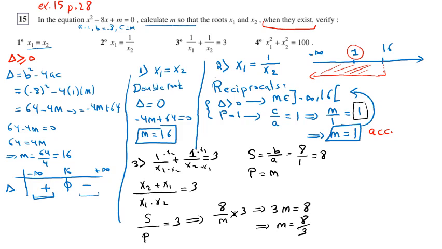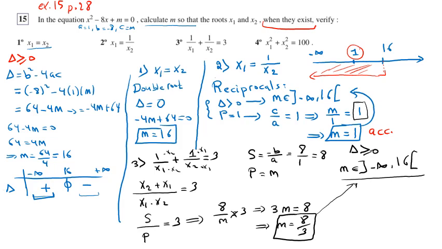Now, this is the first condition, and we are talking about roots, then delta should be positive. Delta is positive for m belongs to which interval? Minus 8, 16. This is the first condition, and the answer is 8 over 3. Is 8 over 3 included in this interval? It is included. You can make sure of this one by calculator. It is less than 16, then this answer will be accepted.